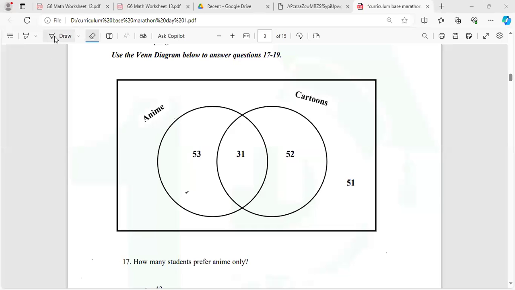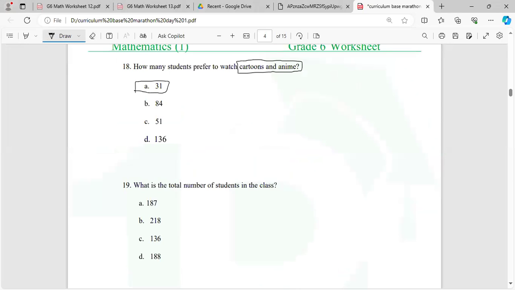Wait, sir, what does C say? But you say you got it. Yes, sir, I think I got C, but sir, what did it say? It says 136.